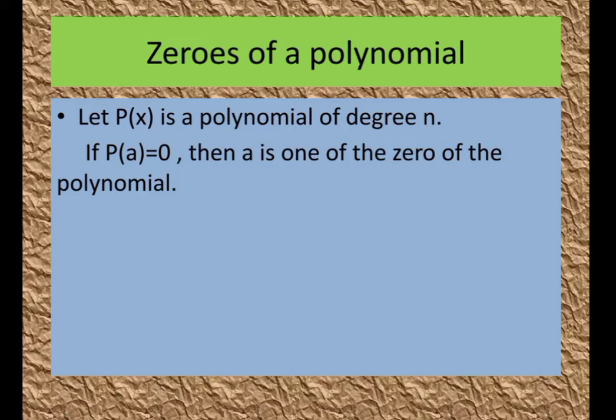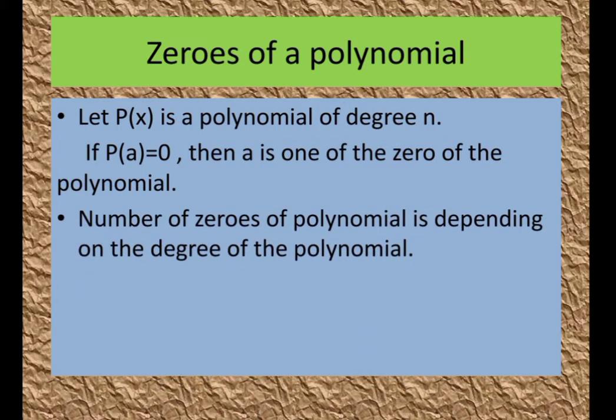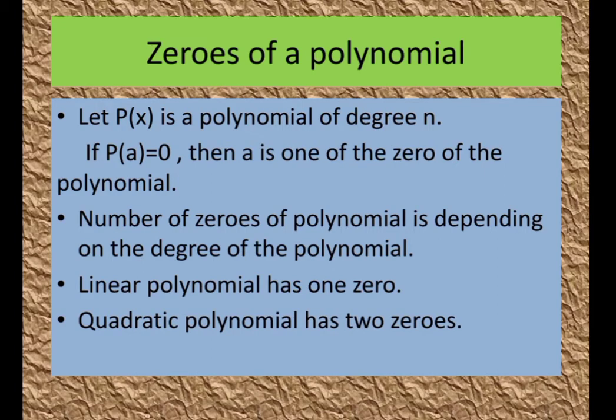3. So commonly we can say that if p of x is a polynomial of degree n, it has n zeros. If p of a equals 0, then a is one of the zeros of the polynomial. For which value of x the given polynomial becomes 0, that is called the zero of the polynomial. The number of zeros of a polynomial depends on the degree of the polynomial. So linear, quadratic as well as cubic polynomials are based on their degree only.